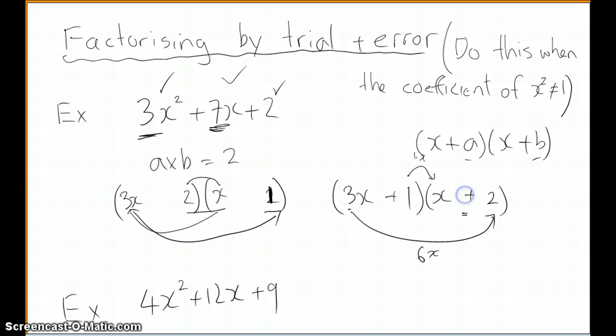And in this case, they both happen to be positive. So that's what you're doing. It's factorising by trial and error. Another problem.